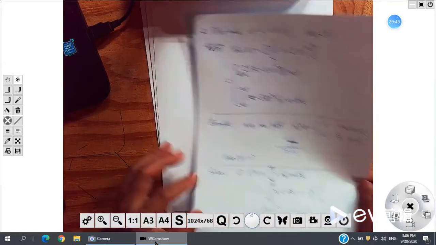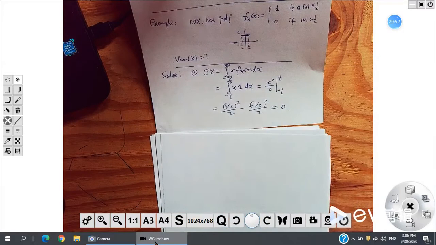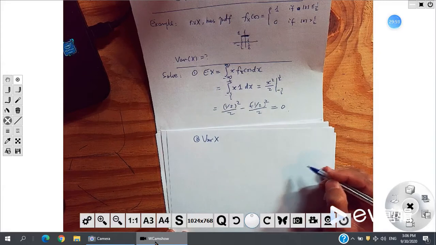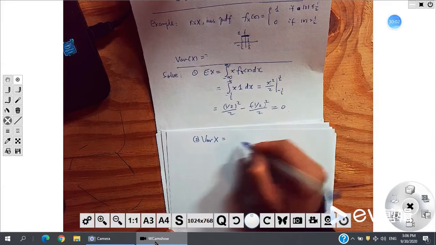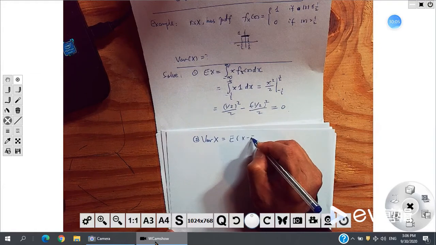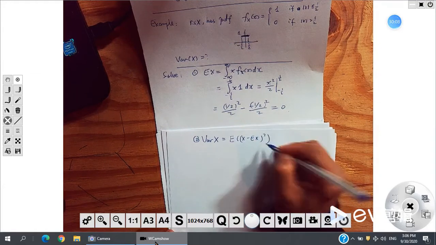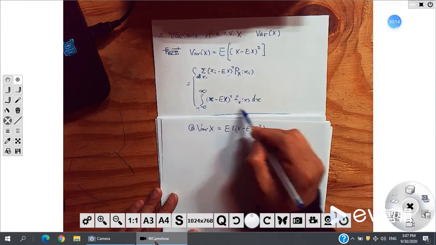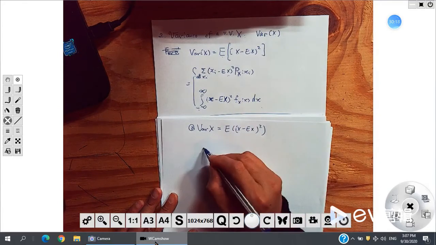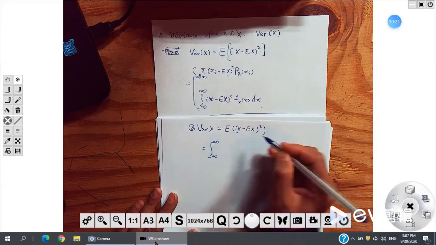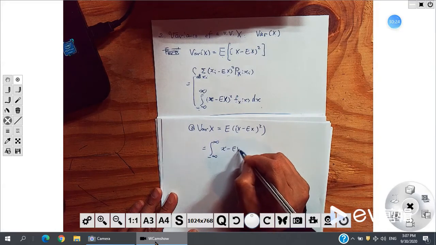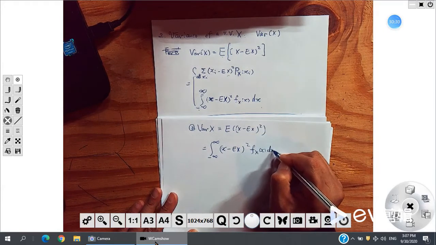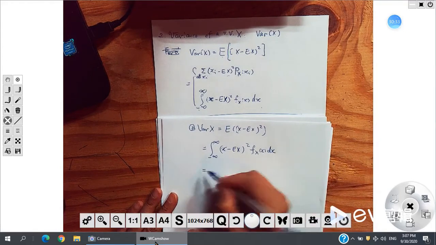What is the variance? Variance of x is E of x minus EX, then squared. This is a continuous type, so we use this one to calculate. It will be an integral of x minus EX, which is actually 0 in this case, and then I need fx of x dx. All right, then what is it?